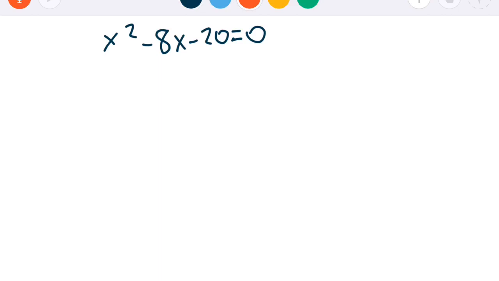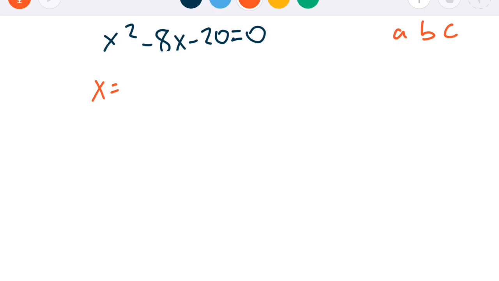So before we get started, we have A, we have B, and we have C. Just a reminder, the number in the A position is what's in front of the x squared. If there is no number, it's a 1. The number in front of the x in the middle is the B, and the last number is the C. So that is very important to keep in mind.